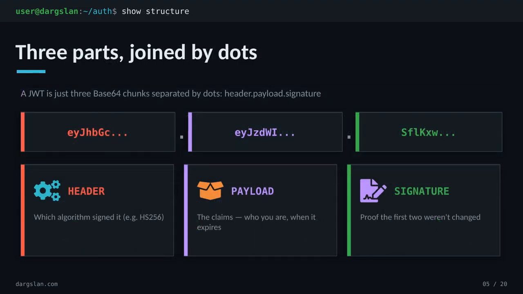So let's crack that wristband open and see what's actually inside. A JWT is really just three base 64 encoded chunks glued together with dots: header, payload, signature. The header announces which algorithm did the signing, something like HS. The payload carries the claims, the actual statements about who you are and when the token expires. And the signature is the tamper-proof seal that proves the first two pieces haven't been touched.